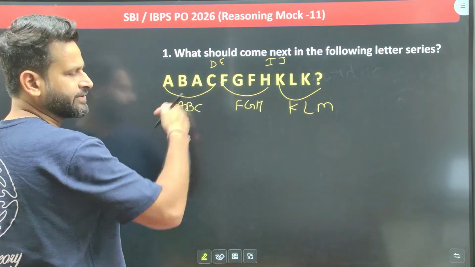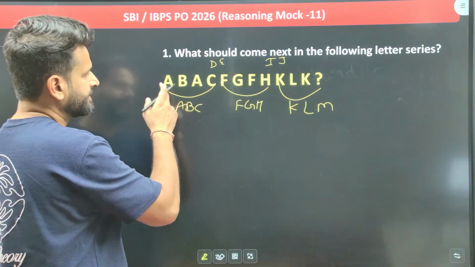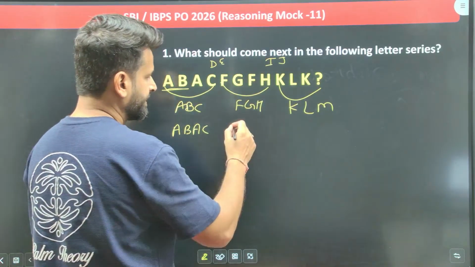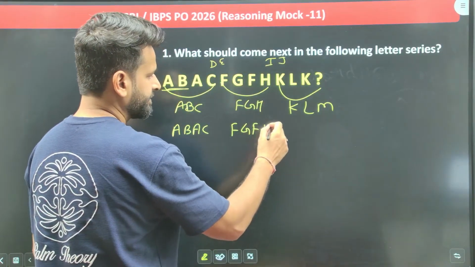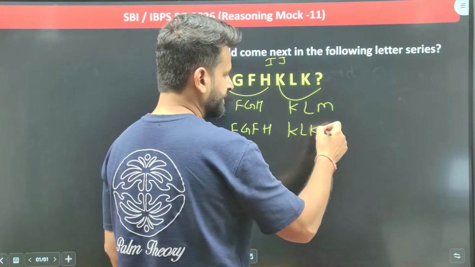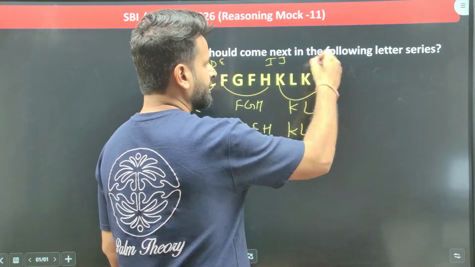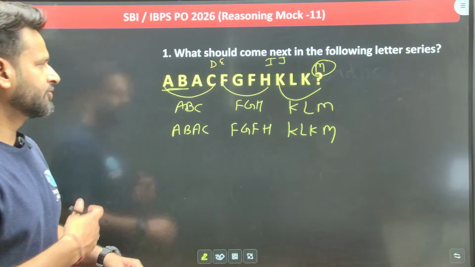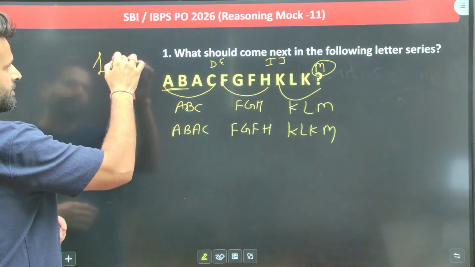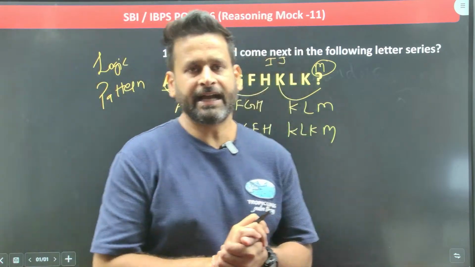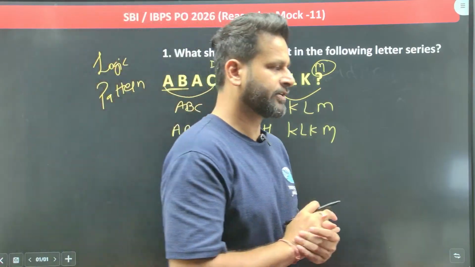Now among ABC, how are they being written? First AB is written, then the first element and the last element, AC. Similarly, FG is written, then F and the last element, FH. Then similarly KL, then KM. M will be coming in place of the question mark. I hope this question is clear. So a very small series was given. You need to find the logic, or you can say the pattern in which the letters are being written, and accordingly find what will come in place of the question mark.